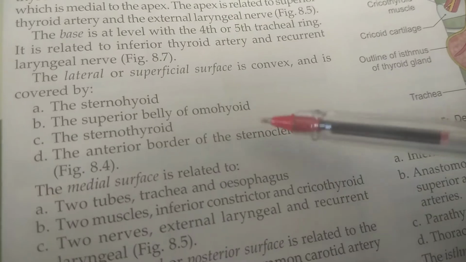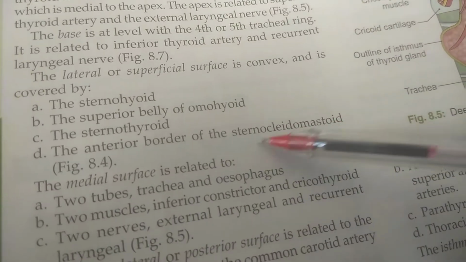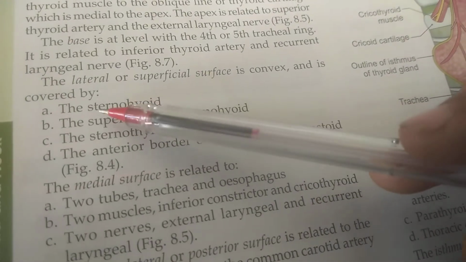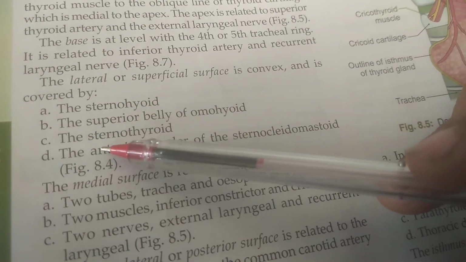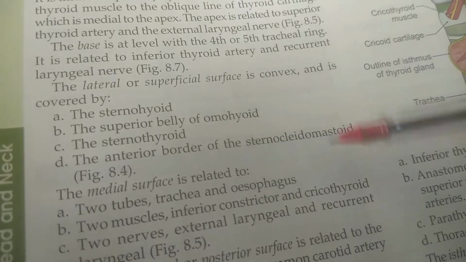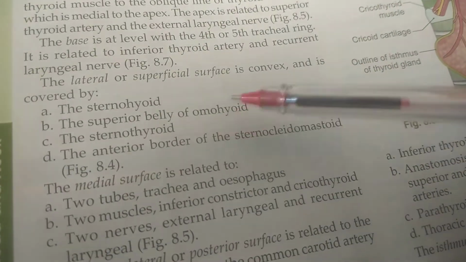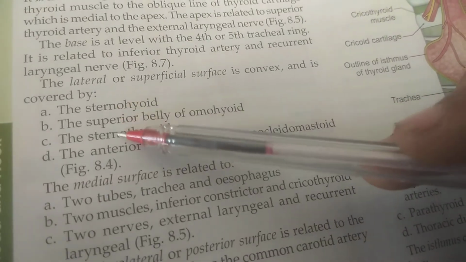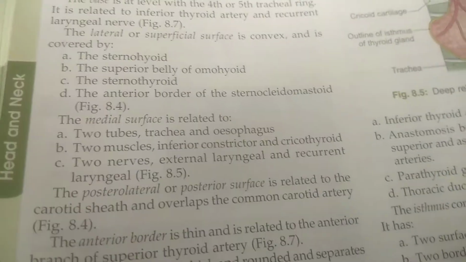Next is the anterior border of sternocleidomastoid muscle, which is situated on both sides of the neck. So these four are sternohyoid, sternothyroid, superior belly of omohyoid, and sternocleidomastoid muscle. You can remember this in the form of the formula 4S. 4S, right? 1, 2, 3, 4. So these are the lateral surface relationships.